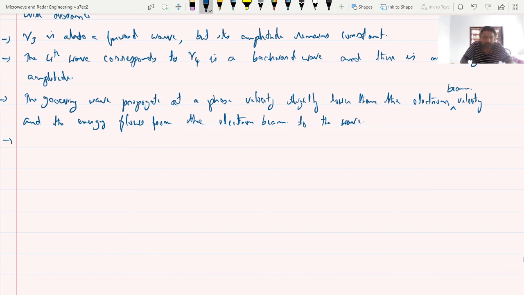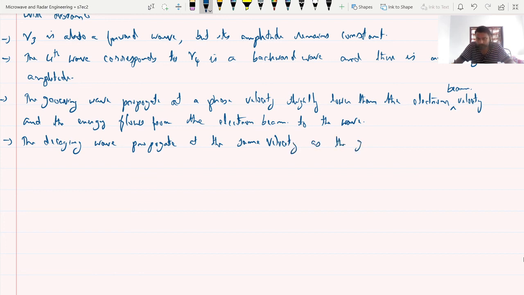Next point is the decaying wave propagates at the same velocity as the growing wave, but the energy flows from the wave to the electron beam.